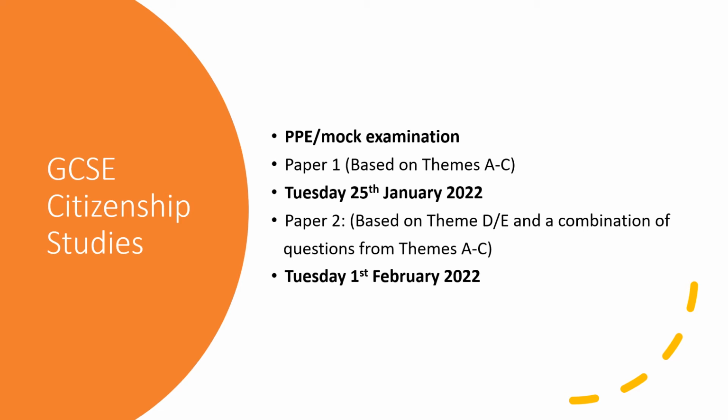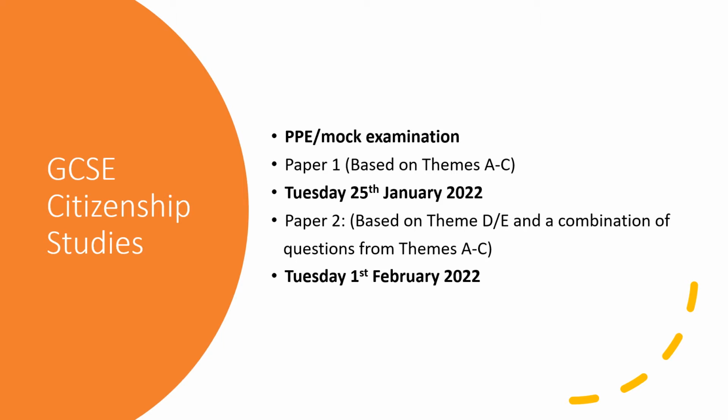The PPE, or mock examination, for citizenship studies will consist of 2 papers. Each paper will last for 1 hour and 45 minutes and they'll each be worth 50% of the overall grade. So paper 1 is based on theme A, which is living together in the UK, theme B, which is democracy at work, and theme C, which is law and justice.